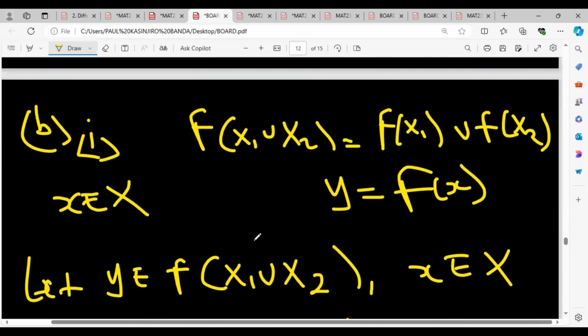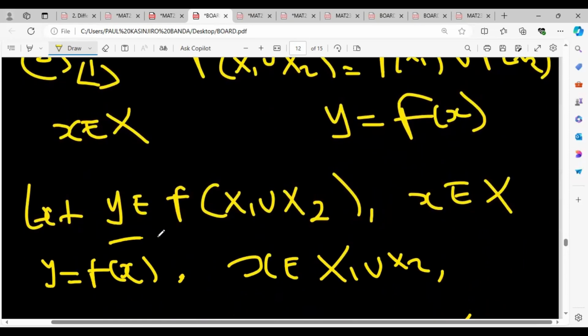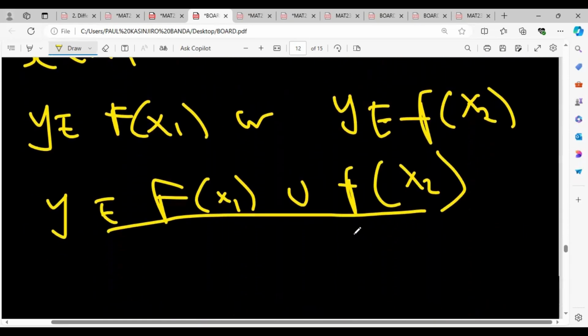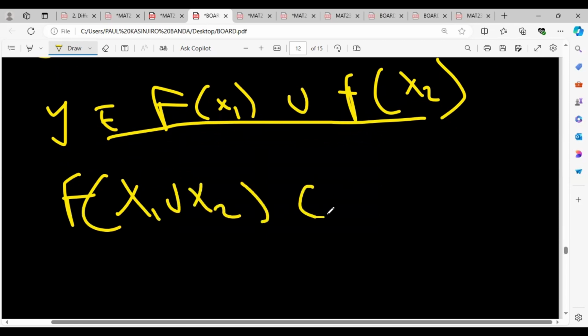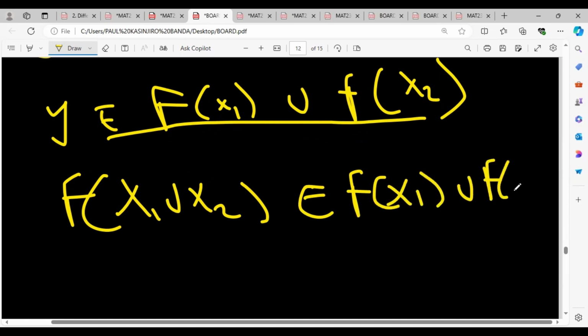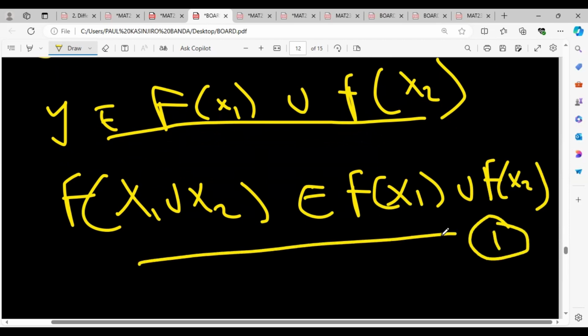So here, where was that? We said let y be a member of this, right? And then we have shown that y is also a member of this. So this actually proves that f of x1 union x2 is a subset of f x1 union f x2. So we've done the proof halfway. So we can say that this is our equation 1.